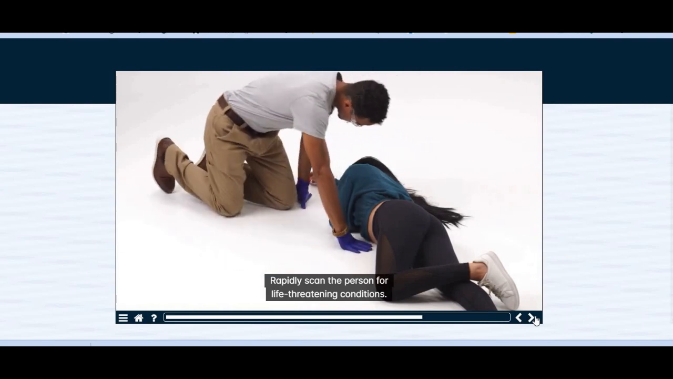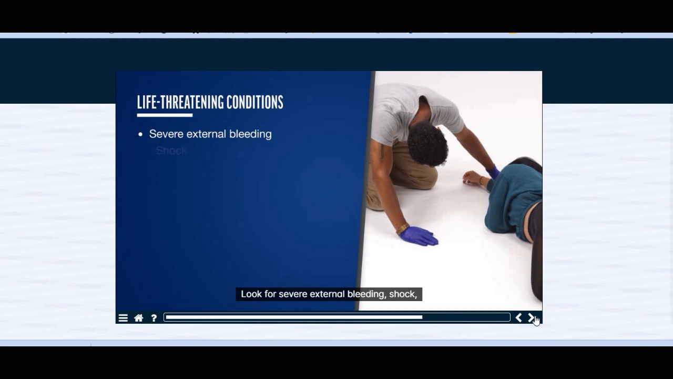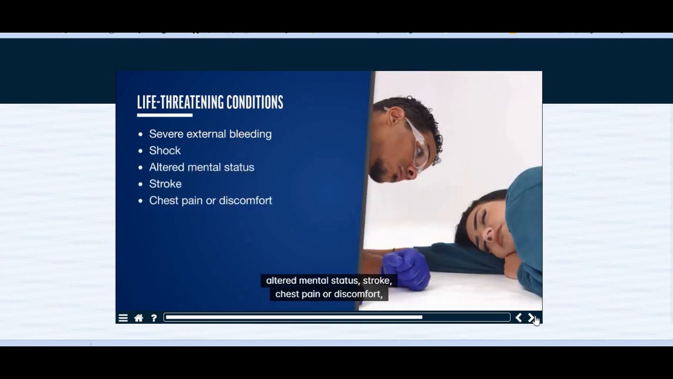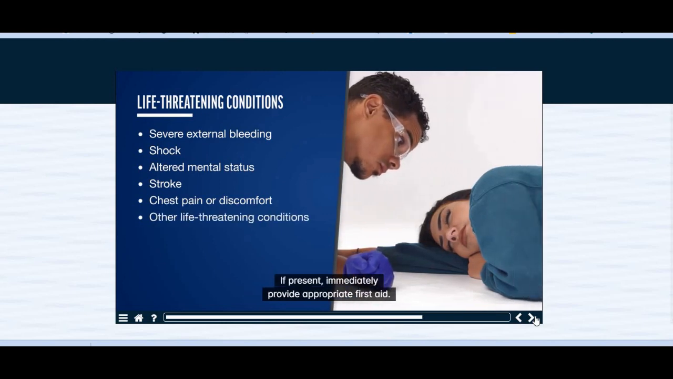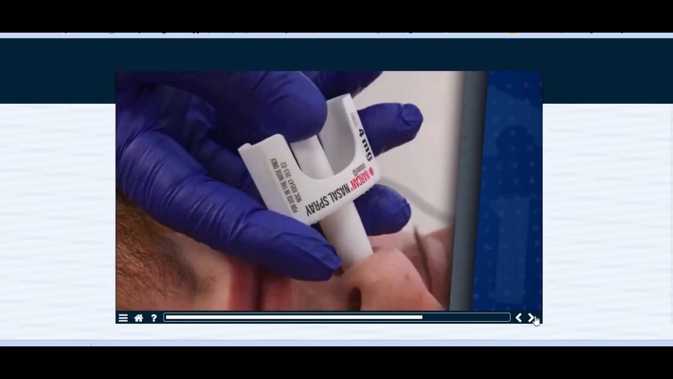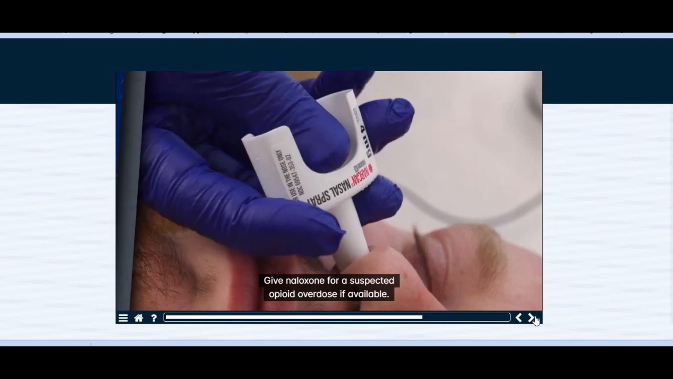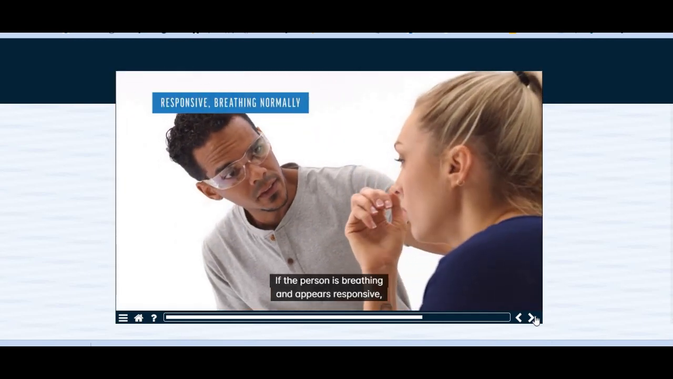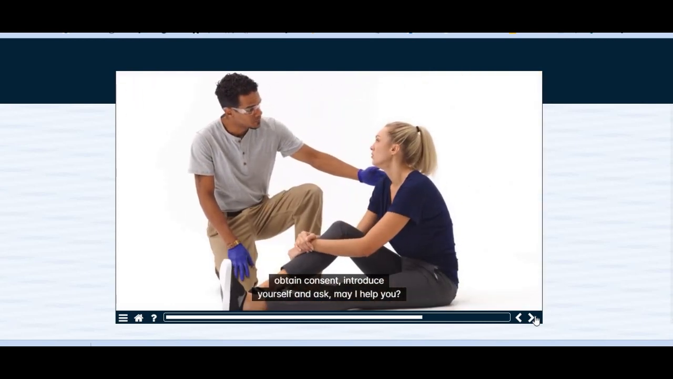Rapidly scan the person for life-threatening conditions. Look for severe external bleeding, shock, altered mental status, stroke, chest pain or discomfort, and other life-threatening conditions. If present, immediately provide appropriate first aid. Give naloxone for a suspected opioid overdose, if available. If the person is breathing and appears responsive, obtain consent. Introduce yourself and ask, "May I help you?"